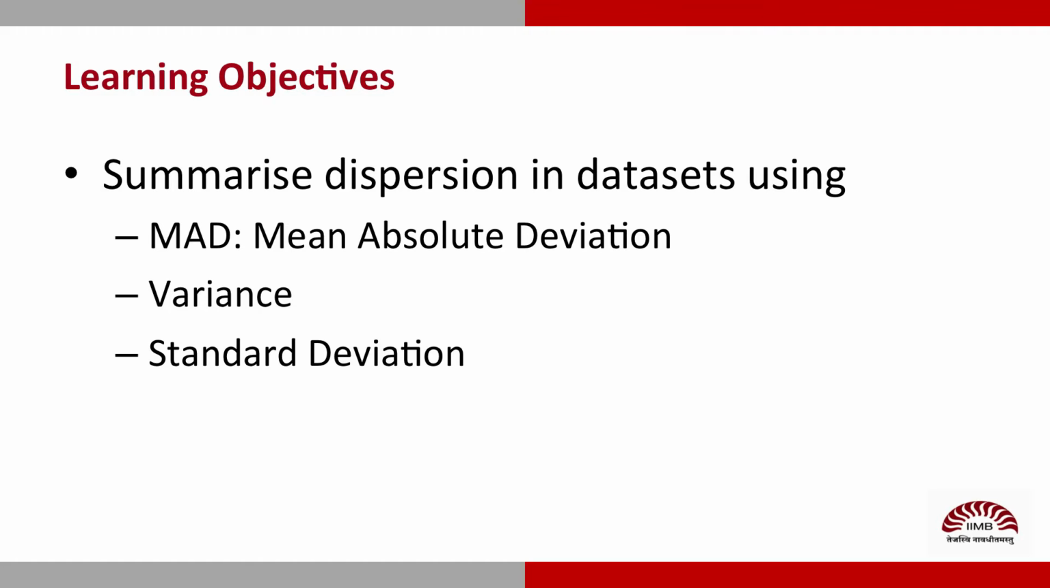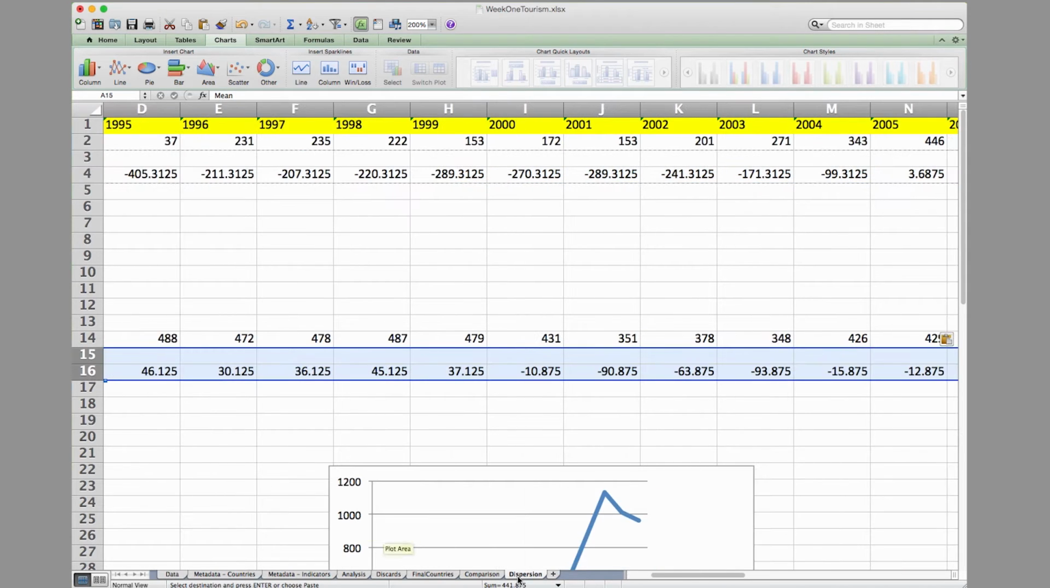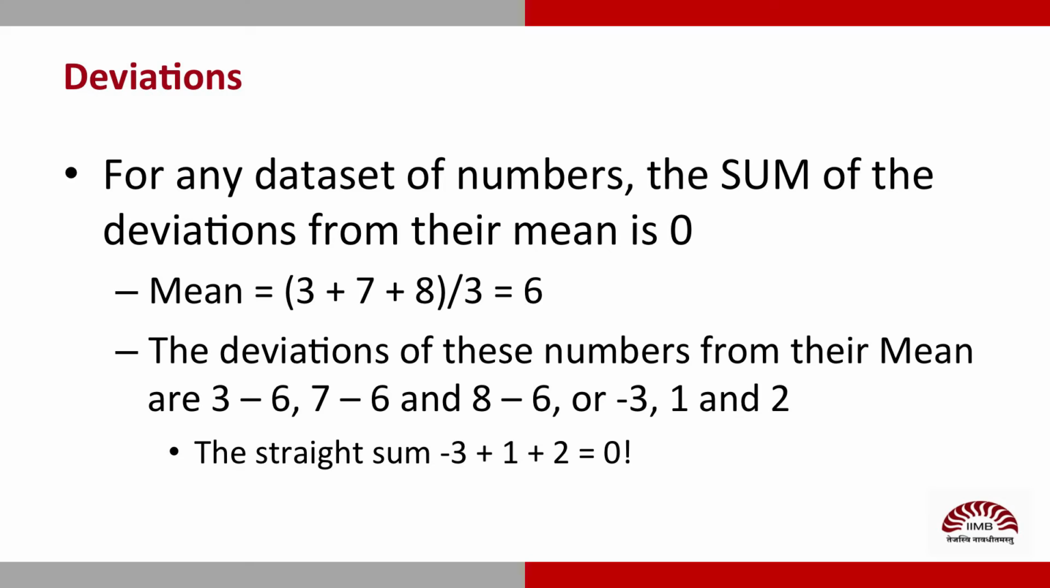Now having calculated the mean and the deviations from the mean, I'm just going to go ahead and replicate these operations to Bermuda as well. And these are in fact the right amounts. 488 minus 442 is around 46, as you know. Now having done this, we realize, okay, the numbers are different.